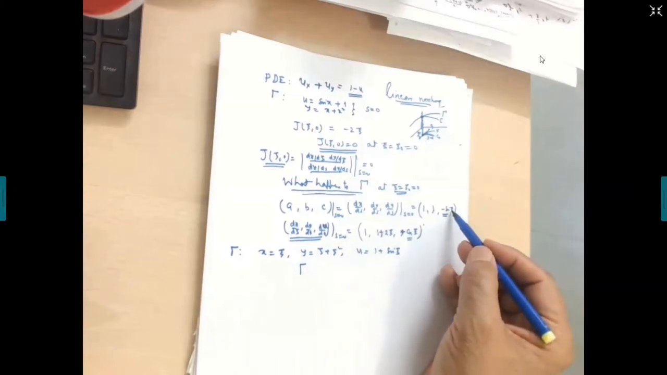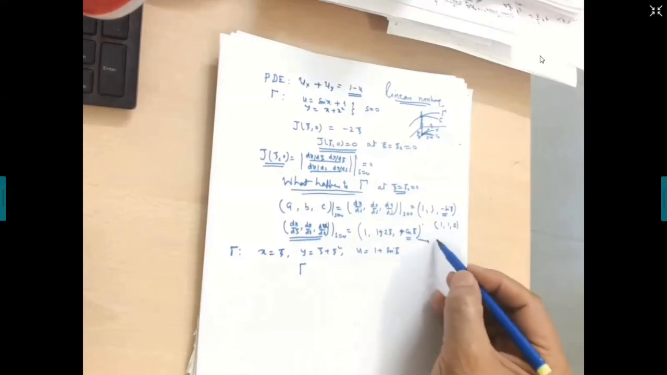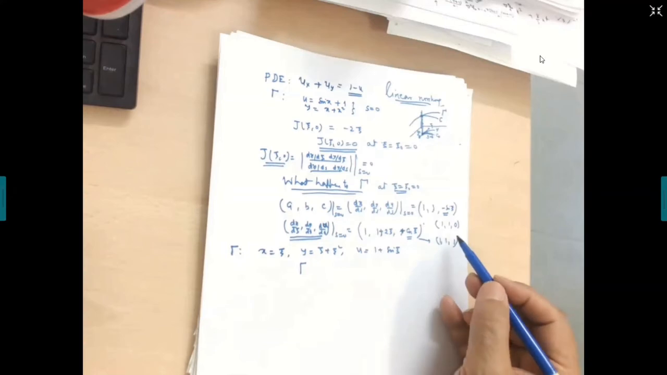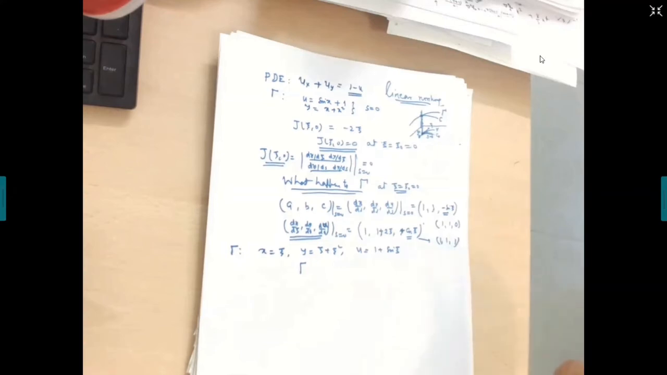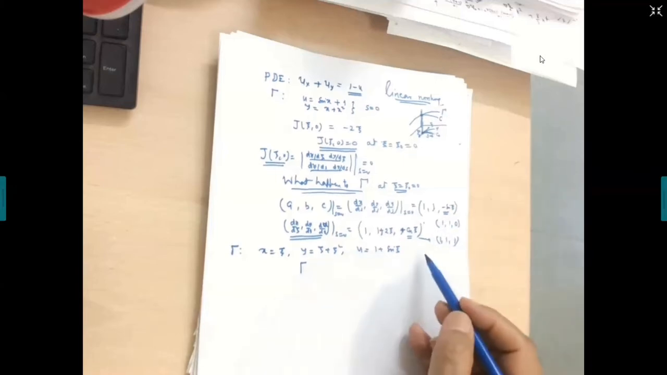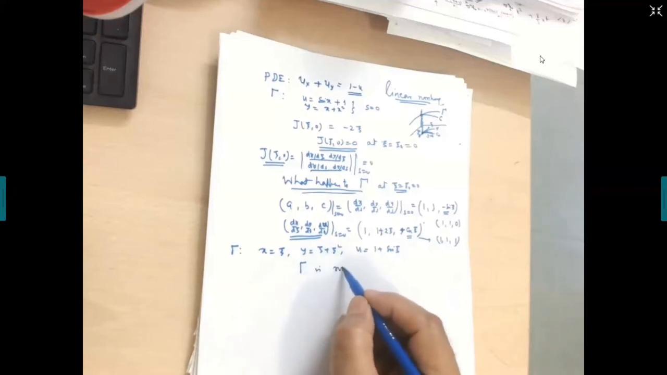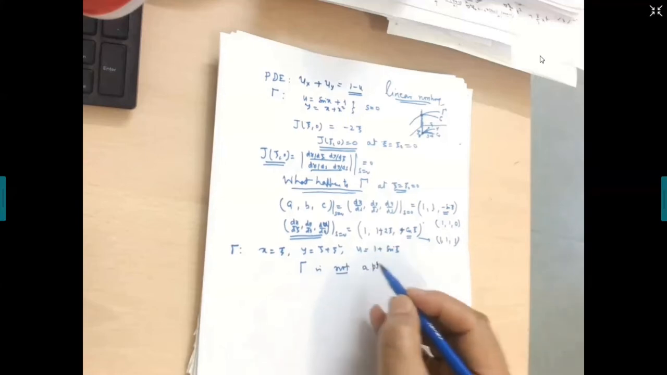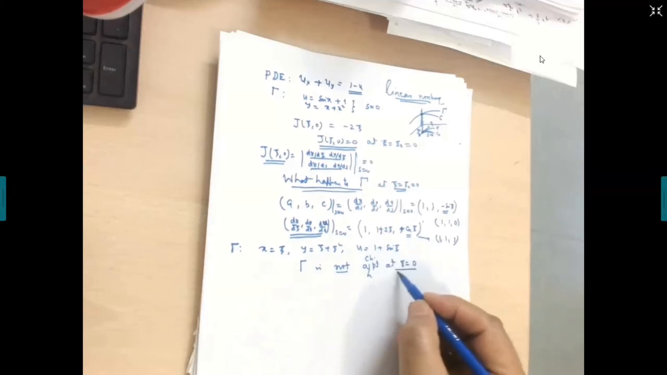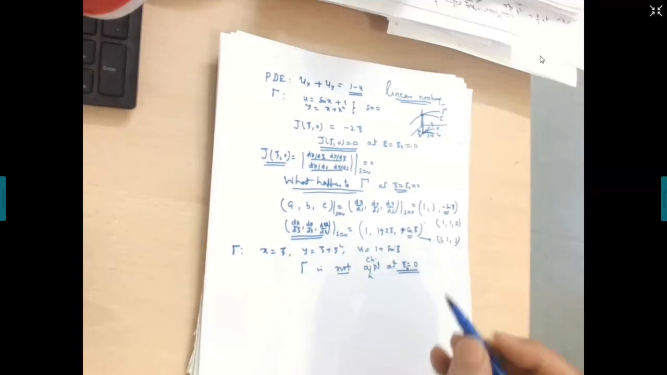Because at xi equal to 0, this is 1, 1, 0, but this is 1, 1, 1. So what is the rank of the matrix? Two. There exists a minor. All right. So we'll say that gamma is not a characteristic point at xi is equal to 0. Is that right?